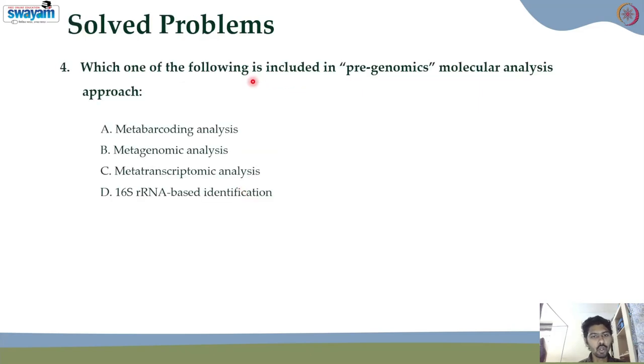Which one of the following is included in the pre-genomics molecular analysis approach? Option A, metabarcoding analysis. Option B, metagenomic analysis. Option C, metatranscriptomic analysis. Option D, 16S rRNA based identification. So, which one of the following is included in the pre-genomic molecular analysis approach?